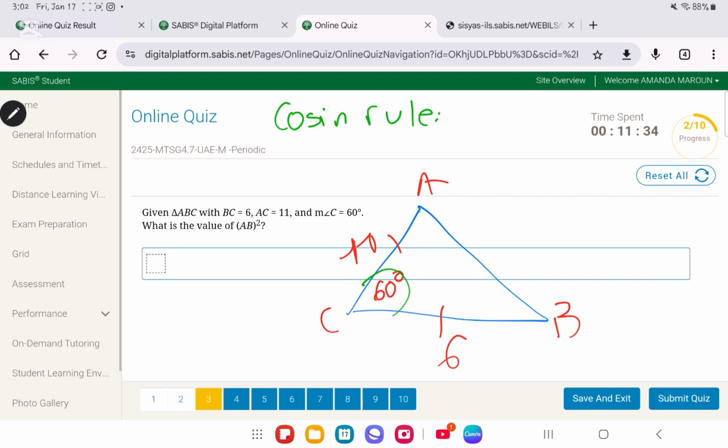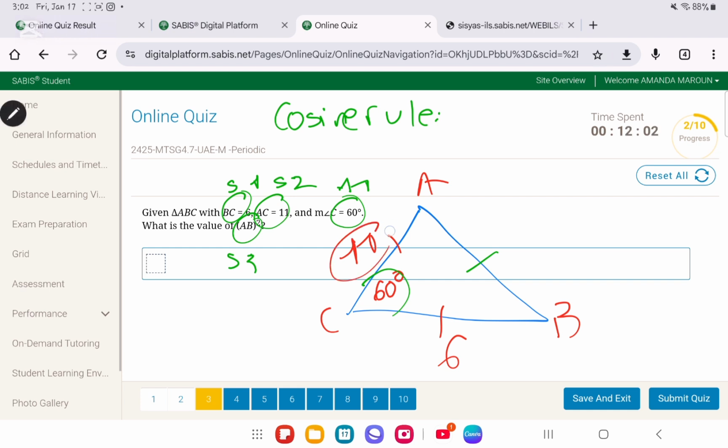So let us see our given. We are given side 1, we are given side 2, and we are given angle 1. They need us to find the value of side 3. Whenever they need us to find the value of another side, and we are given side 1, side 2, and the angle between them, then we will apply the cosine rule. Now, what exactly is the cosine rule? So look what we are going to do for the cosine rule.